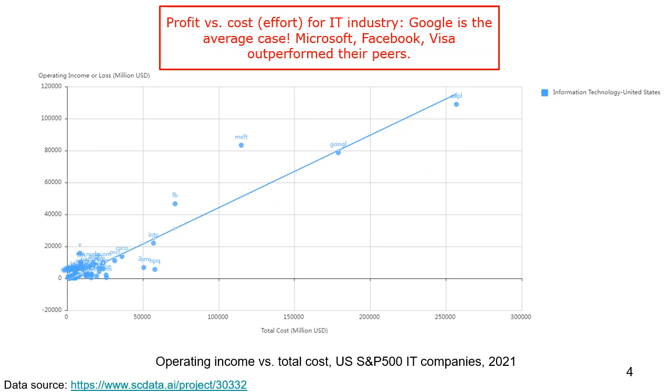Let's first study the S&P 500 IT companies by operating income versus cost analysis. We can see that Apple is the largest company in this industry. Google is about 2/3 of Apple and had average performance this year. Microsoft is above the average, that is, above the regression line. Facebook is also above the average.